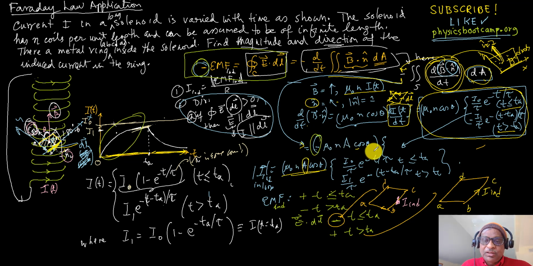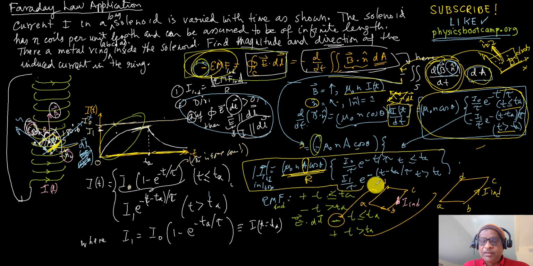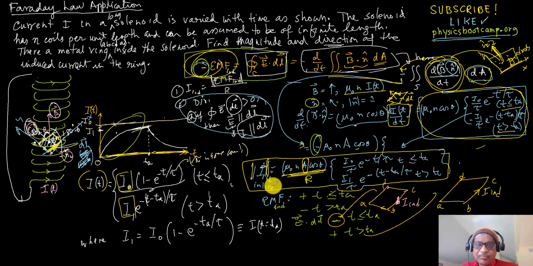And the induced current will be, so this is, I found minus EMF. So this minus can just cancel this one, and divide by the resistance of the loop. So this will be the magnitude of the current. That's why I'm going to write the absolute value. This is the induced current in the loop, not the current that's going in the solenoid. The current that's going in the solenoid is I of t, which has this constant I0 and I1 like this.